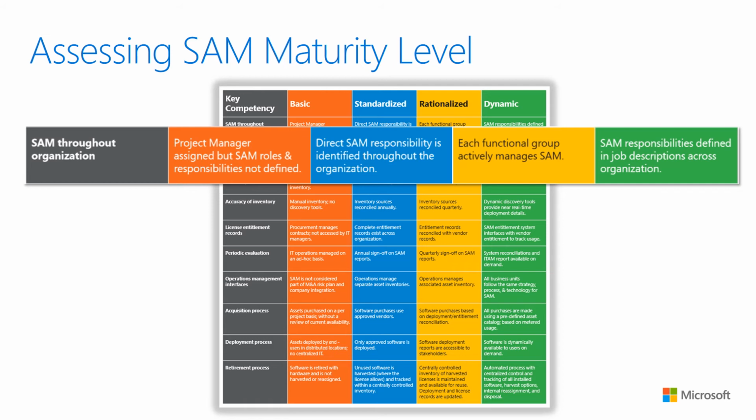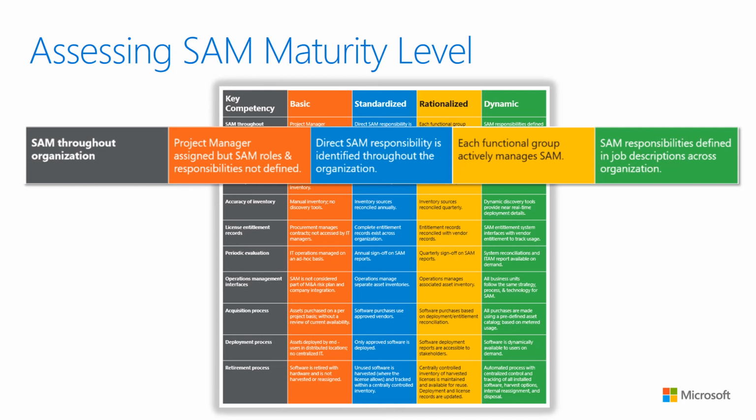And finally, in the green box, the dynamic level, SAM responsibilities are defined in job descriptions across the organisation. So what did our customers say on the previous slide? They said, we've got someone who has SAM responsibility identified for each functional area in our organisation. Where does that put them? Well, they're not actively managing SAM in each group yet, but they do have the people identified, so they would be classified at the standardized level for this competency.